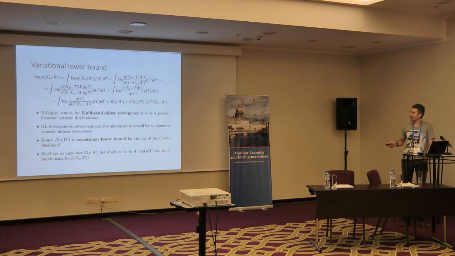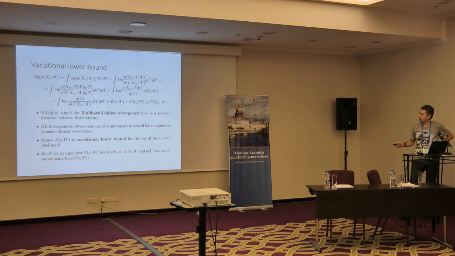The first transformation: let us multiply this incomplete likelihood by 1. We'll consider an arbitrary distribution on t, q of t, and perform integration with respect to all possible values of t. Since q of t is a distribution, this integral will be 1. So we multiply our incomplete likelihood by 1, and then put the log of the incomplete likelihood inside the integral. Since this log doesn't depend on t, we may correctly do this.